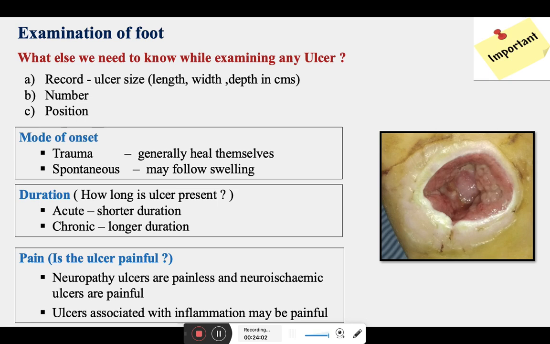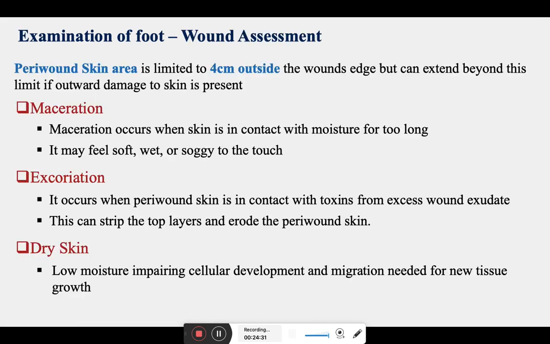Then spontaneous, it may follow after a swelling or after bullae formation, like diabetic bullae. Then duration, whether it is acute or chronic. Pain, is it painful or painless? Now neuropathic ulcers are painless, and neuroischemic ulcers mean a combination of ischemia as well as neuropathy. These ulcers are normally painful, and ulcers associated with inflammation may be painful.